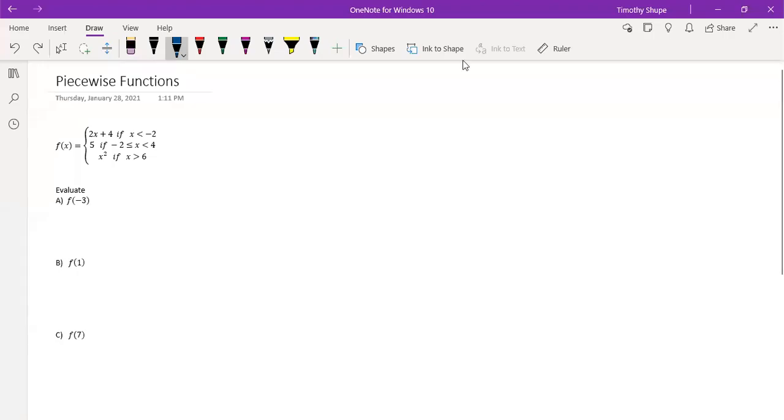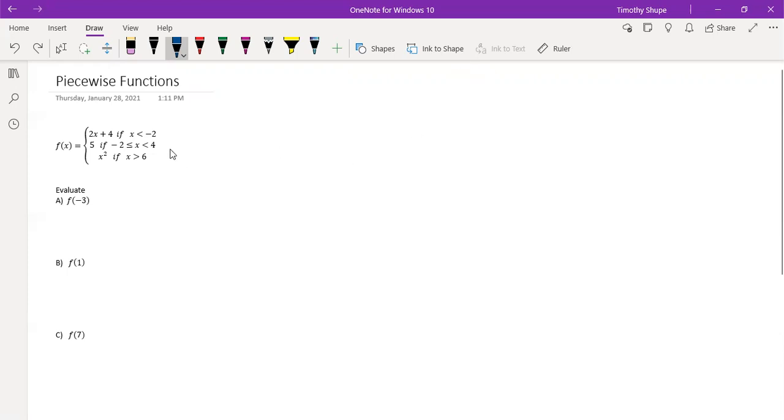In this example, we are going to learn how to evaluate piecewise functions. Now, a piecewise function is just a function that's broken up into multiple pieces. If we look at the function itself, we've got three different lines representing those three different pieces.